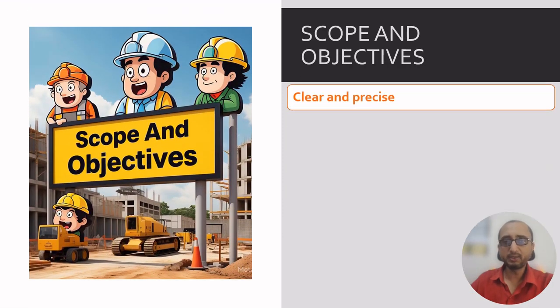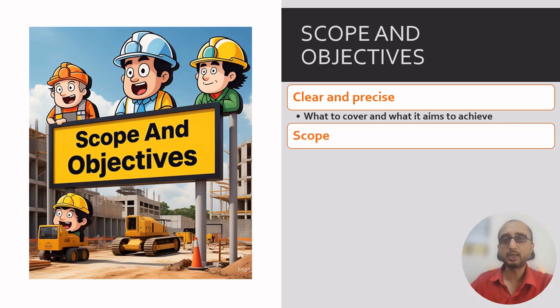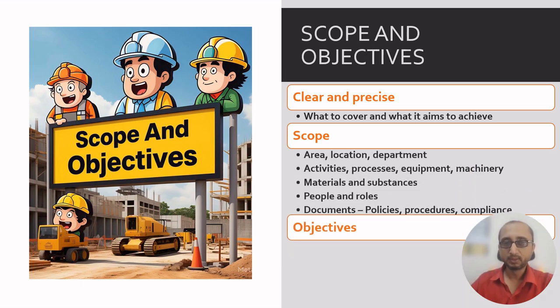So how do we define scope and objectives? They should first of all be clear and precise. Scope basically describes what we are going to assess and what aims we want to achieve. So they should be very clear and precise, so everyone who is involved in the risk assessment process clearly understands what we are going to do and what our targets are.